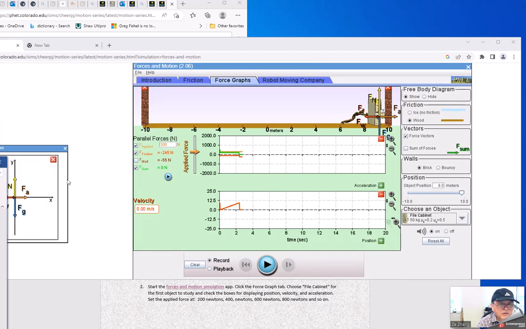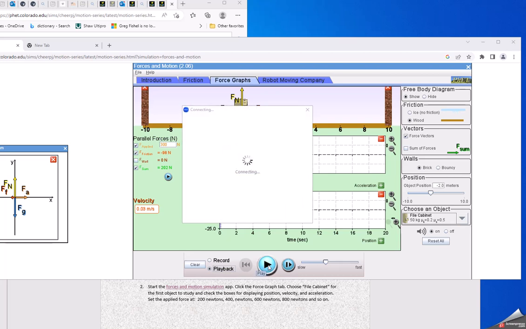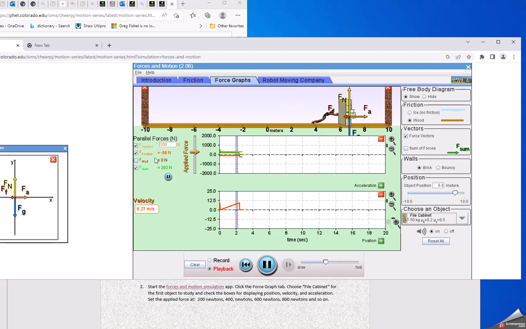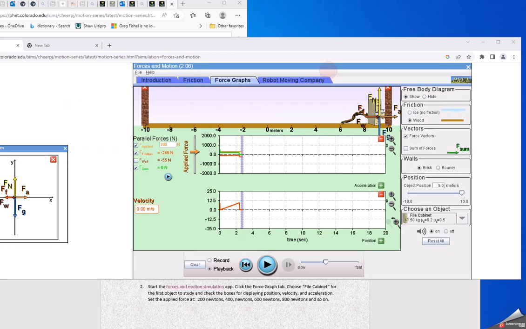So the net force, if you start, you can replay again. You can see net force. Though this is the 98 friction force. So if you look at this friction force, it's 98. So that's kinetic friction, and then this net force is 202.